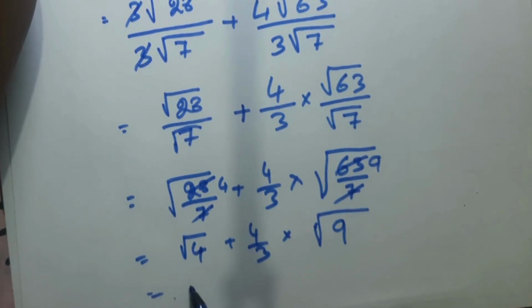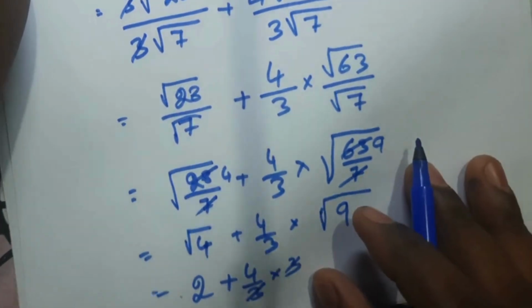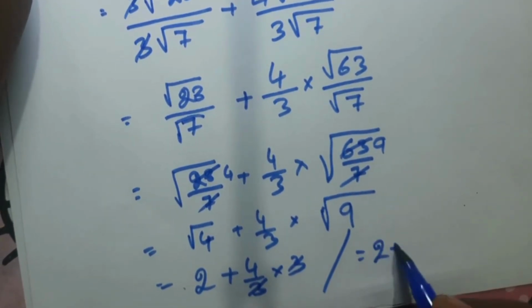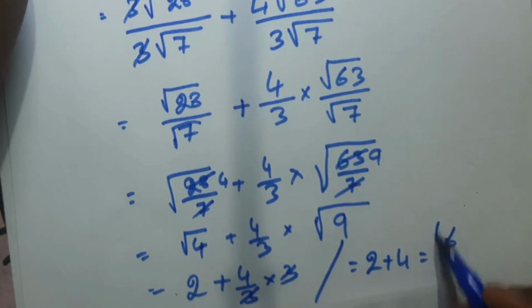Now this square root is 2 plus 4 by 3 into this 3. This 3 will get cancelled. Now therefore it is equal to 2 plus 4, equal to 6. 6 is the answer.